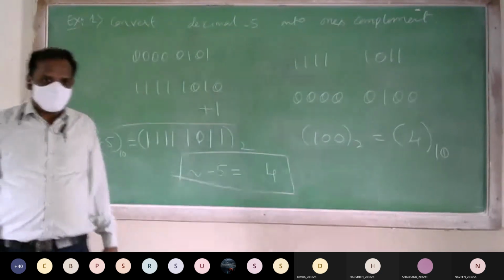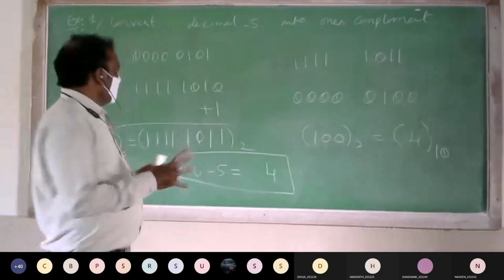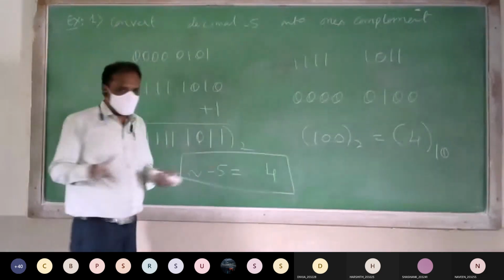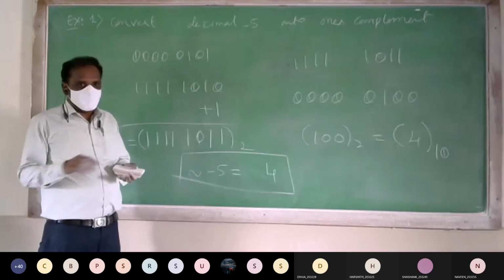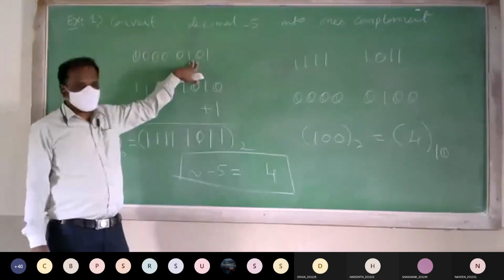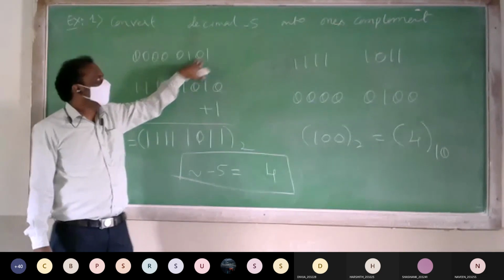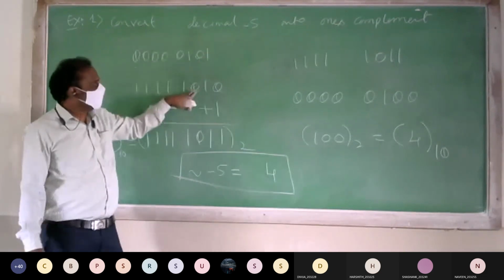Like this you need to do. It is a confusing topic. Practice 1 or 2 problems. Because the question is convert to minus 5. What I have taken, this is plus 5, but I don't want plus 5. I want minus 5. Negative numbers are stored in 2's complement form.